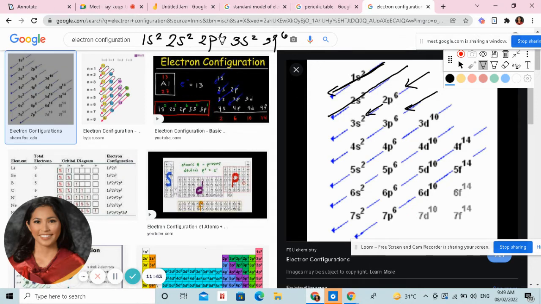2, 4, 10, it's too many. 12, 18? It should be only 15. So what do we do with this? It should just be 3. Okay, we have 5, 3. Okay, 3p6, 3. This one? The one above. 3p3. Okay, so that's the electron configuration of your phosphorus.